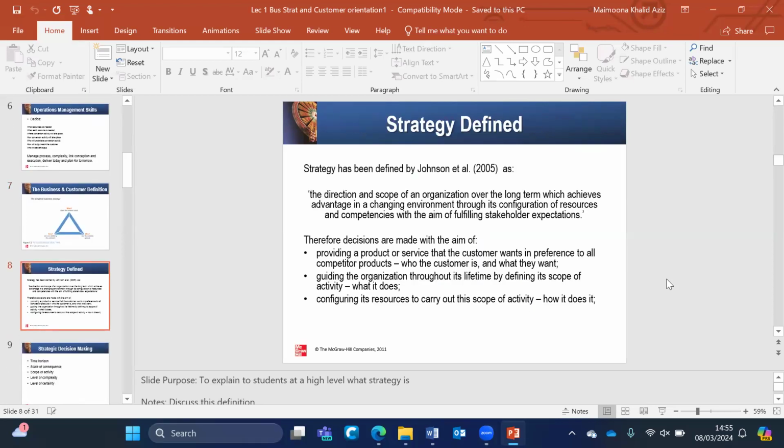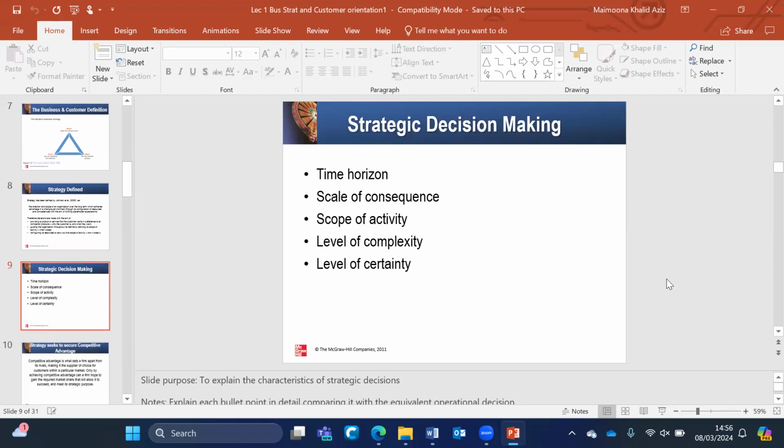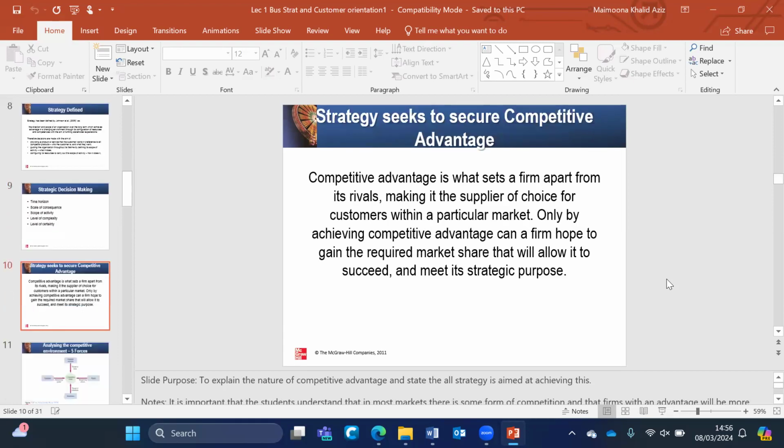So the actual definition of strategy means the direction and scope of an organization over the long term, which achieves advantage in a changing environment through its configuration of resources and competencies with the aim of fulfilling stakeholder expectations. That's what strategy is, and it's very important in a business. There's a lot of decisions that you have to make while considering the strategy. There's the time horizon, the scale of consequences, the scope of activities, the level of complexity, and the level of certainty. There's a lot. Basically, all of this adds up to us having a competitive advantage. Now, that is a word that you have probably heard a lot throughout your business degree.